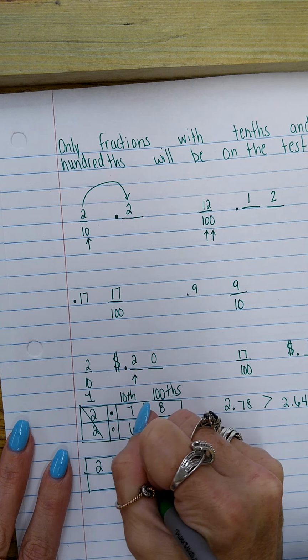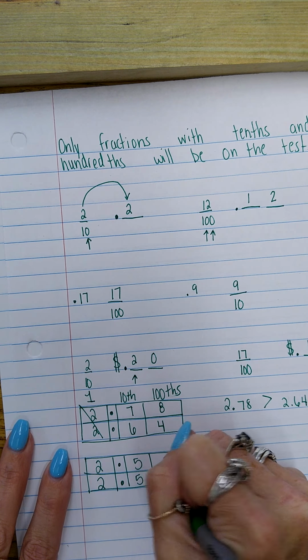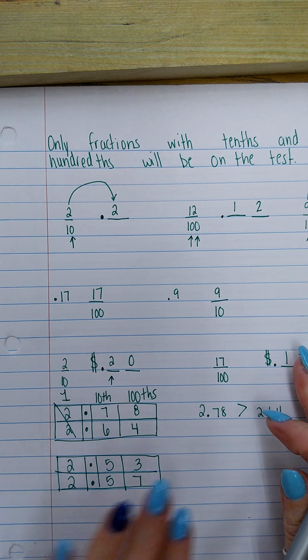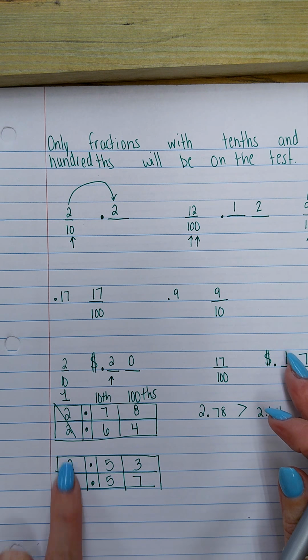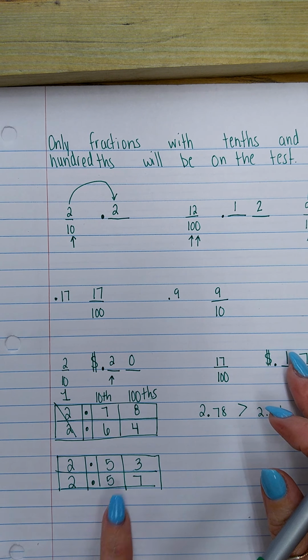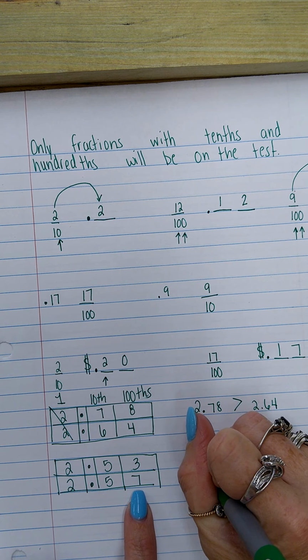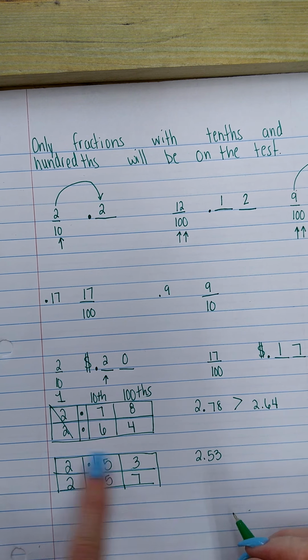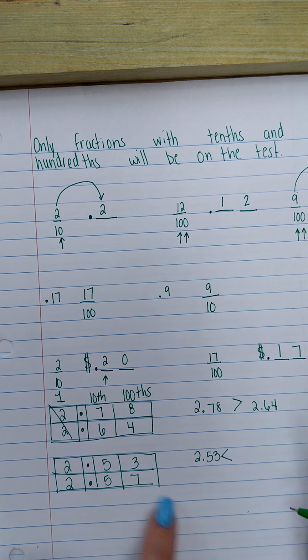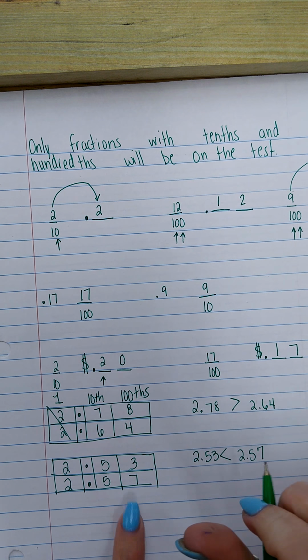Now, it depends on which number's first. So if I have 2.53 and 2.57, looking at this, I start all the way to the left. My 2's tell me that they're equal. I go to my tenths. The 5's tell me that they're equal. I go to the hundredths. The 7 here tells me that it's more. So 2.53, you write the first number that's on top, is less than 2.57, because that's the smaller one.